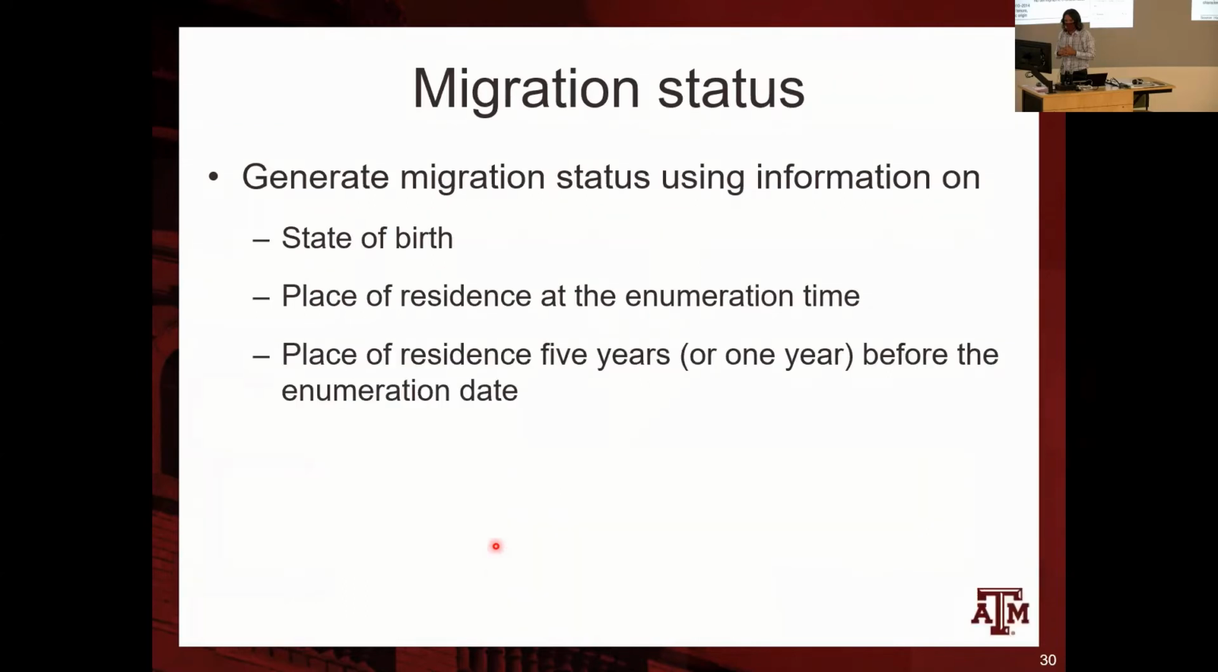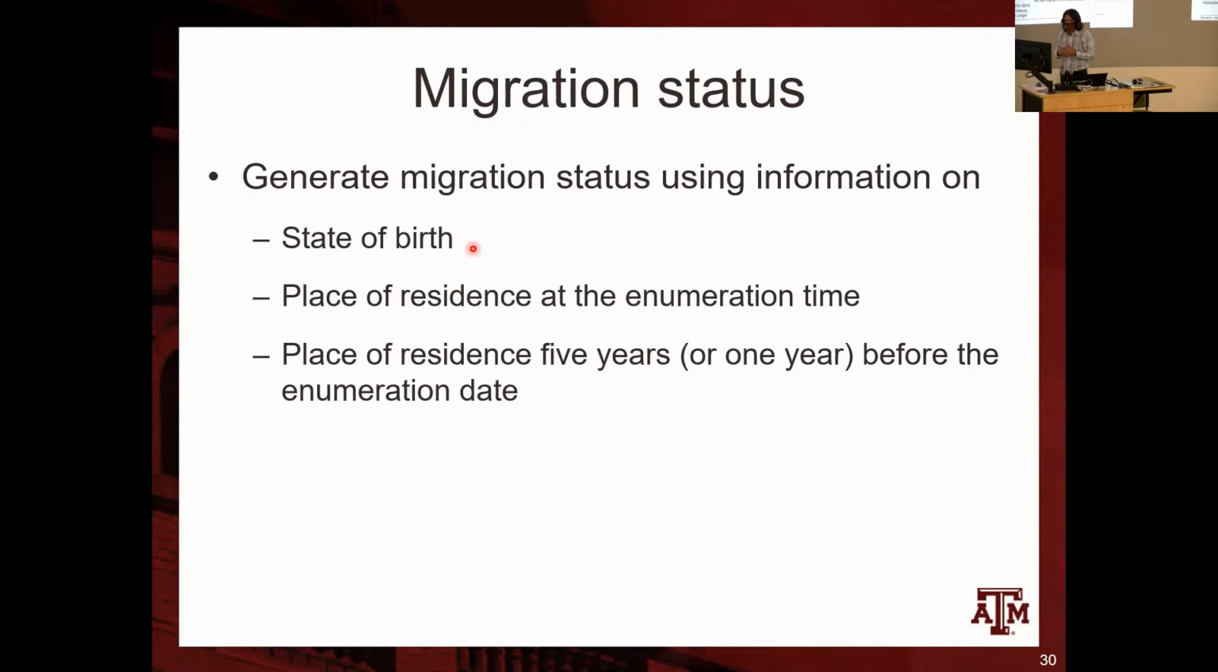And the migration status, whether someone is considered a migrant or not, and in this case we are focusing on internal migration, we can estimate it in several different ways. We can base the information about the migration status on the state of birth of the person. Maybe I'm just interested in migration across state lines, so I would just use state of birth.